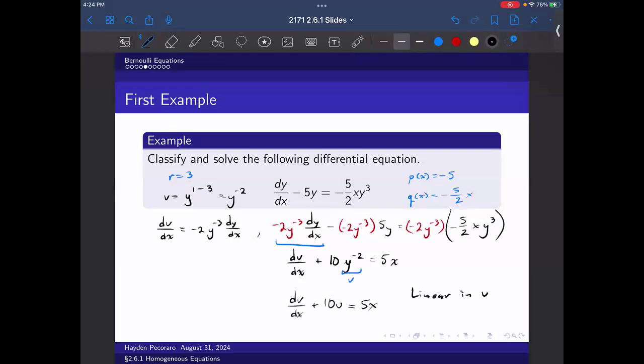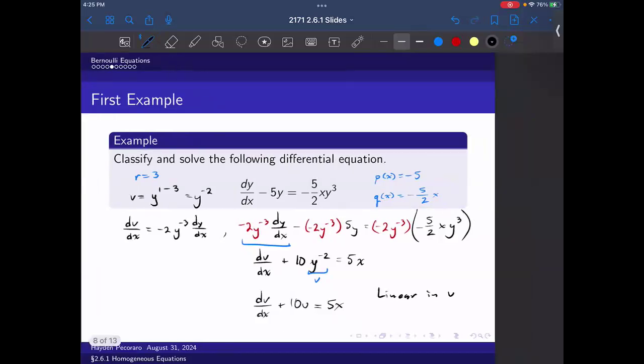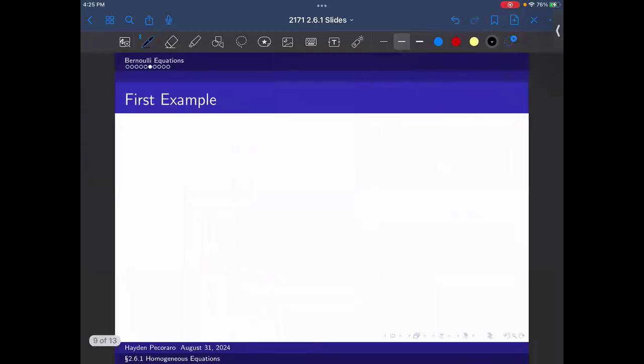So we had a nonlinear equation to start. We were able to transform it into a linear one in a different variable. All right, let's go ahead and finish solving this one. Get a little bit more practice with our integrating factors. 10v equals 5x. Okay, so I need my integrating factor. How do I get that?